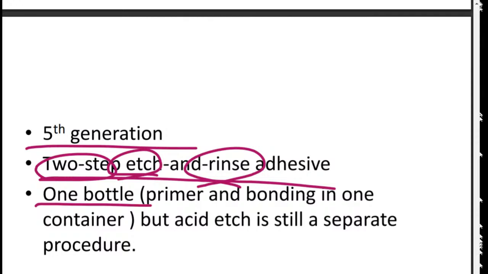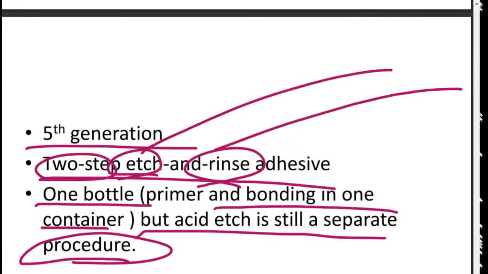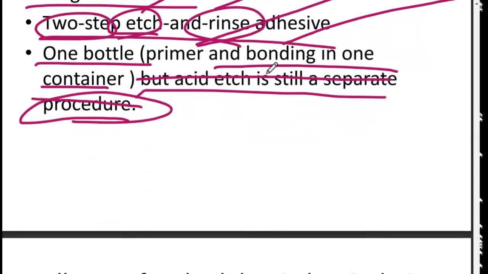It needs one bottle of primer, and bonding is one container. But acid etching is a separate procedure. So etching, then rinsing, it needs a primer and the bonding, and the procedure of etching is a separate procedure. Let's see what this generation is all about.